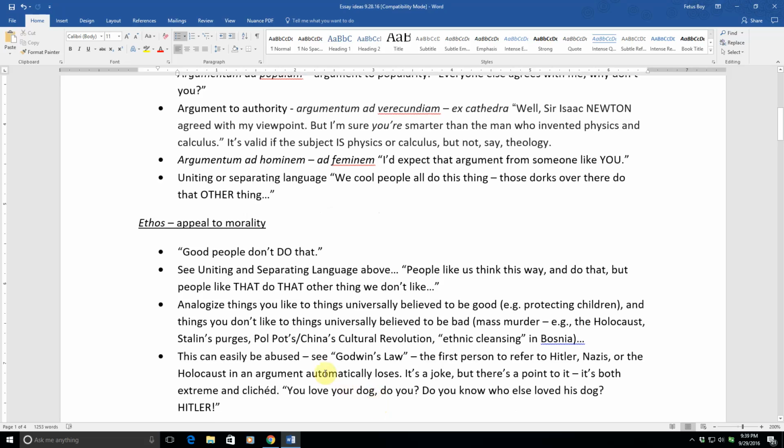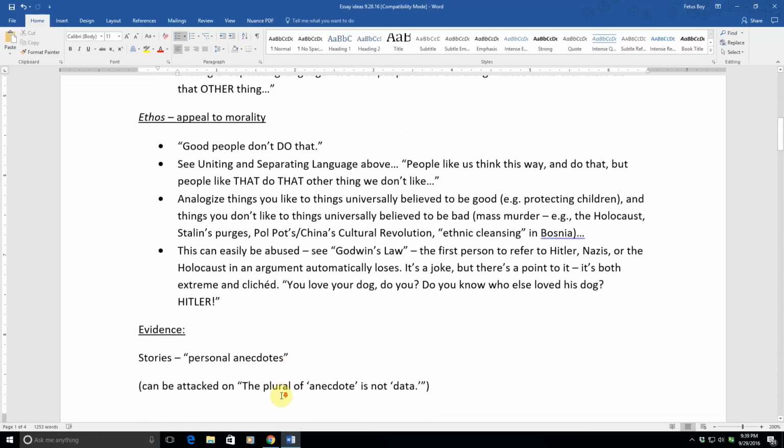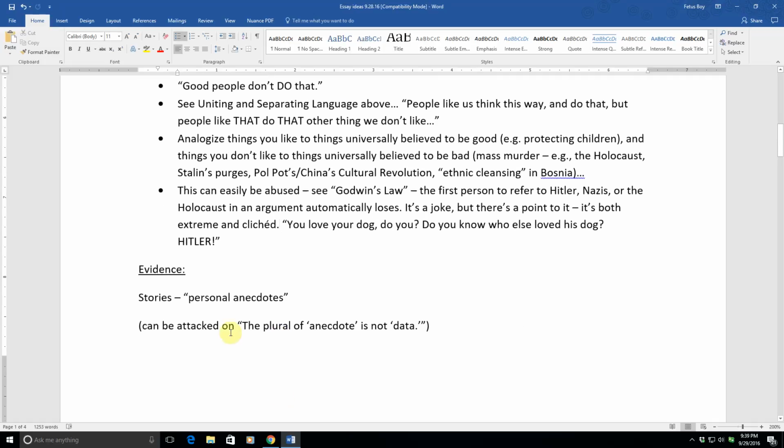This can easily be abused, as I just have, and that's why things such as Godwin's Law have come up on the internet. That's a joke of a law that says the first person to refer to Hitler, Nazis, or the Holocaust in an argument automatically loses. It's a joke, but there's a point to it. It's both extreme and cliched. For example, you could abuse the whole Hitler or Holocaust thing by saying, "You love your dog, do you? You know who else loved his dog? Hitler!" So, what's that mean? I mean, that takes away from the argument.